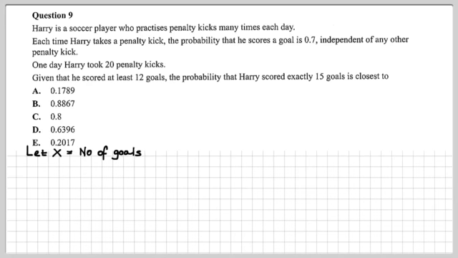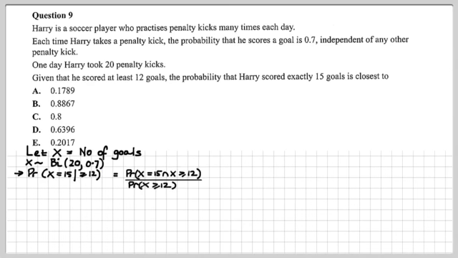Now, let x equal the number of goals. I always start off with that, so I sort of know what I'm doing. I've got it all locked away, and now I can put it into the maths. Now, x follows the binomial distribution where we've got 20 penalty kicks, so n is 20 and the probability of success is 0.7. Now you know your multiplication rule, don't you? If you don't, you better go back and look at it. It's very important. Therefore, the probability that x equals 15 given that x is greater than or equal to 12 is equal to the probability that x is equal to 15 and x is greater than or equal to 12, over the probability that x is greater than or equal to 12.